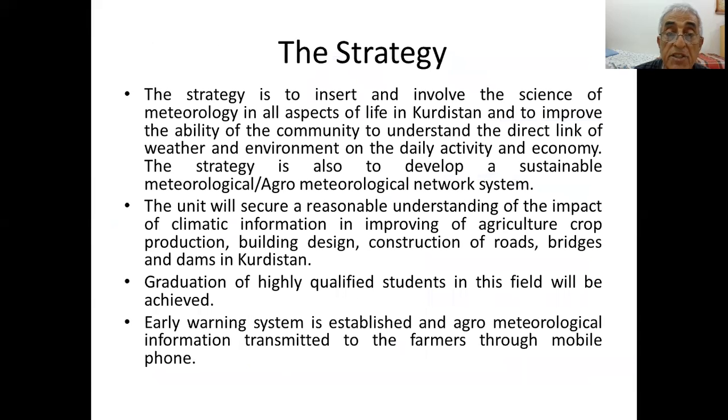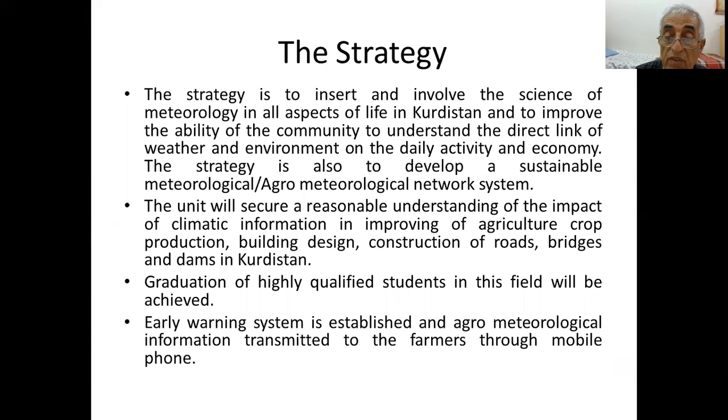The strategy is to insert and involve the science of meteorology in all aspects of life in Kurdistan and to improve the ability of the community to understand the direct link of weather and environment on daily activity and economy. The strategy is also to develop a sustainable meteorological, agrometeorological network system. The unit will secure a reasonable understanding of the impact of climatic information in improving agriculture, crop production, building design, construction of roads, bridges, and dams in Kurdistan.